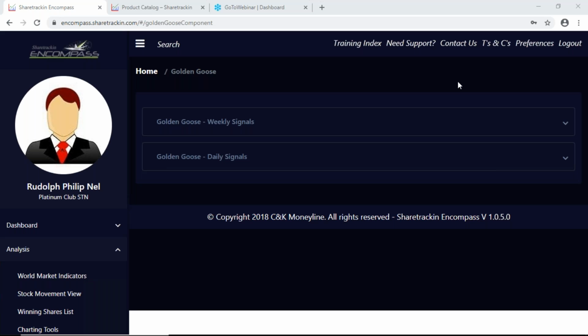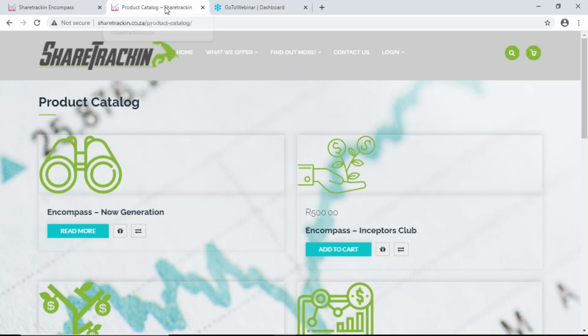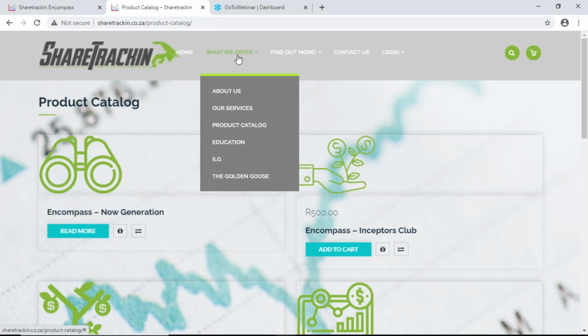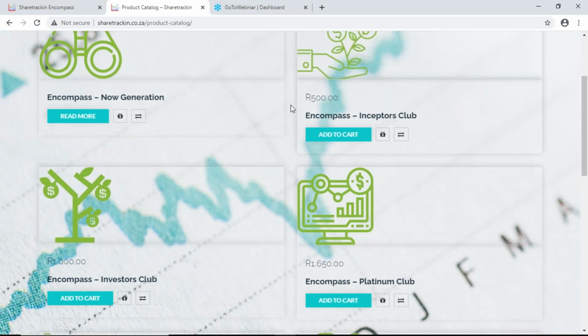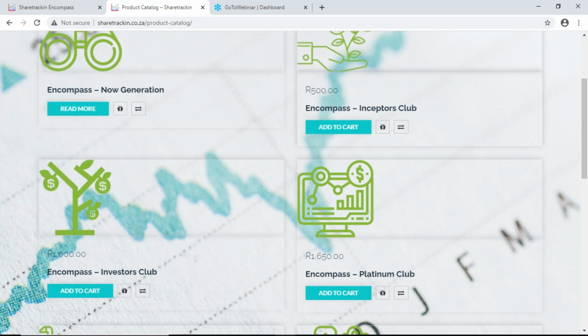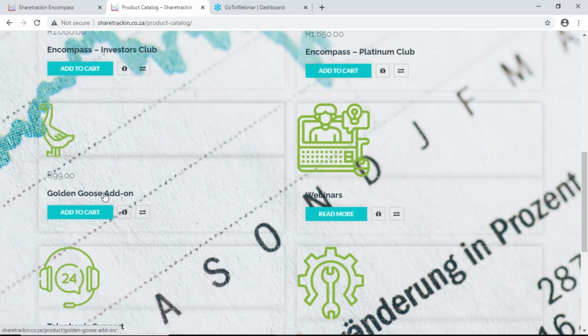Golden Goose. Now, the Golden Goose is something that you can go and register for on the website, underneath our product catalog. So when you go to www.sharetrackin.co.za, and then go to What We Offer and Product Catalog, and scroll down, you'll see your Encompass Now Generation Investors Club and so on, but over here you'll see the Sharetrackin Golden Goose add-on.